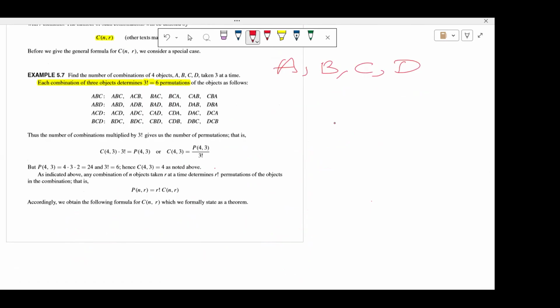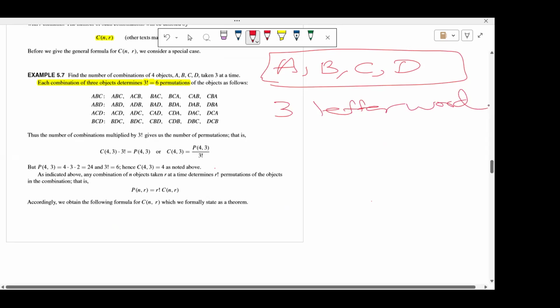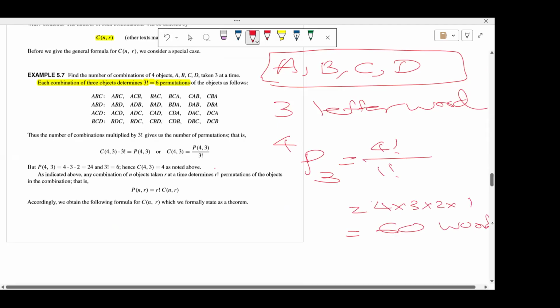But if you think about these four elements A, B, C, D, and I ask you to create three letter words without repetition, we can apply 4P3. If it is a permutation, there are four letters A, B, C, D, and we need to create three letter words without repetition, 4P3. So 4 factorial over (4 minus 3) factorial, 1 factorial. So it means 4 into 3 into 2 into 1, then 60 words we can make.